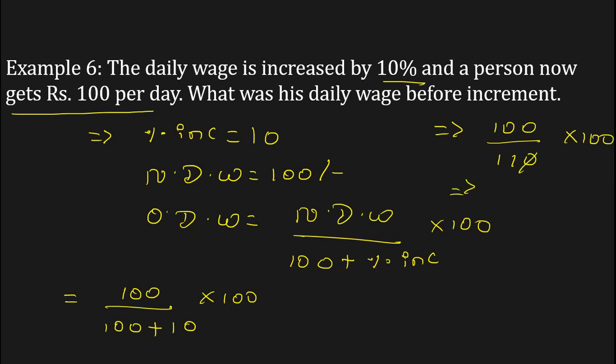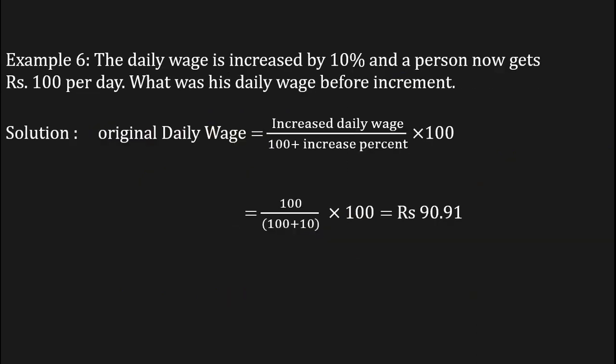0 and 0 got cancelled. 100 into 10 is 1000 upon 11 is equal to 90.91 rupees. Now this is the daily wage before the increment. In this way, you can solve the given problem.